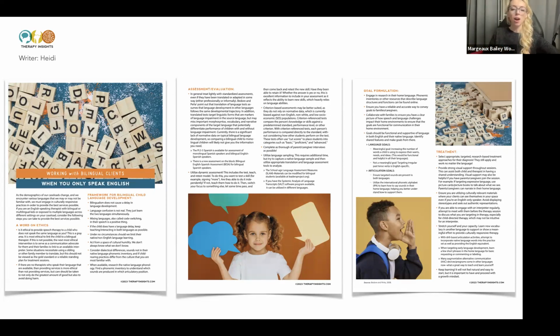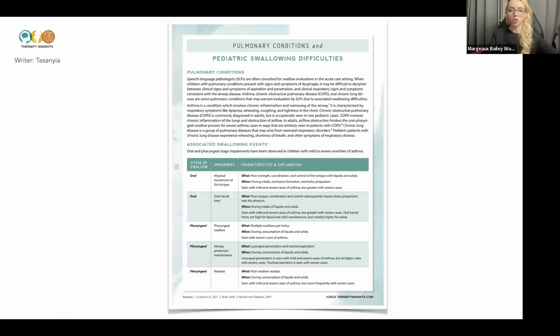Awesome. I love it. All right, let's hop over to our next resource. Tasanya, you wrote this. This is called Pulmonary Conditions and Pediatric Swallowing Difficulties. This is a one-page resource. It has a paragraph at the top and then a chart at the bottom. So tell us more about this resource.